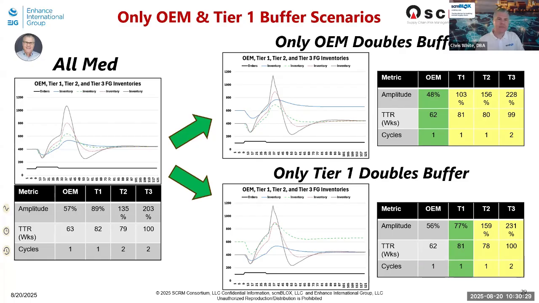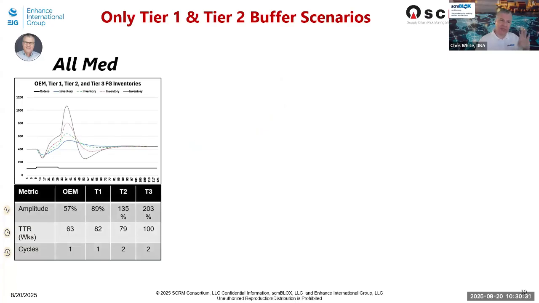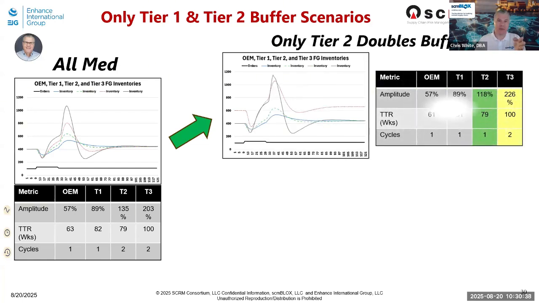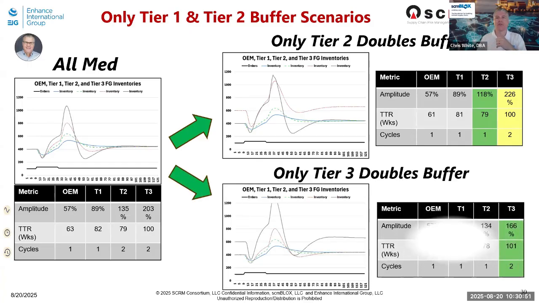So now, again, we'll hold on the left the baseline that we're looking at, but if the tier 2 doubles their buffer inventory, you'll see the OEM and the tier 1 don't benefit. The tier 2 does, and the tier 3 does not. It gets a little bit worse. And so finally, let's see what happens if the tier 3 doubles their buffer. You'll notice no changes to anybody, but tier 3 gets a little bit of a benefit.